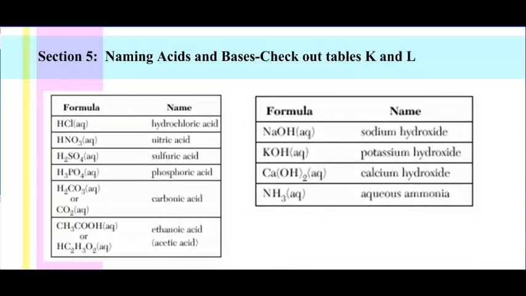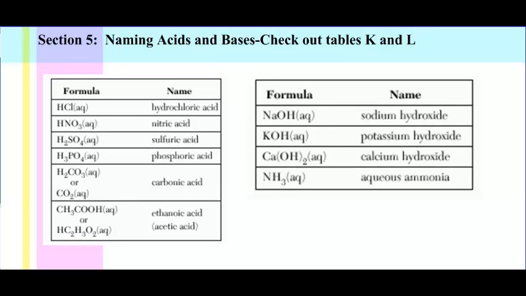And then finally for today, you do not need to know the rules on how to name acids and bases. If they ask you for the name of an acid, you just simply need to look on Table K. They give you the names right here. If they ask you for the name, make sure you write down the full name. If they ask you for the formula, you can do the symbols. So you don't have to know the rules on how to name acids and bases. You just have to look on Table K and Table L for the acid and base names.